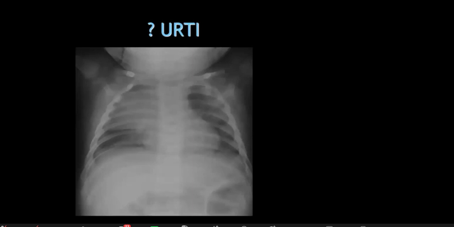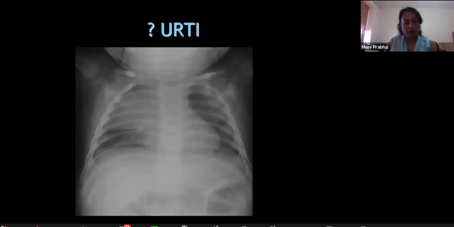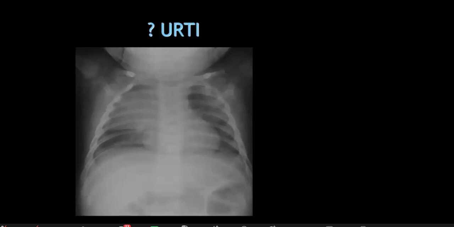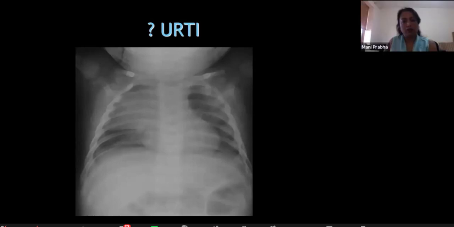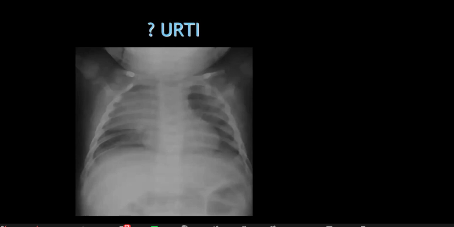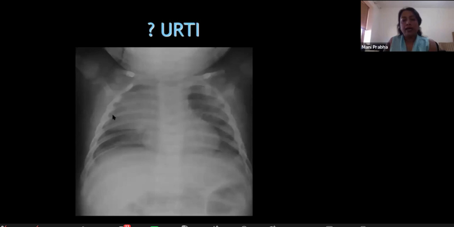There's no scoliosis, first of all. The volume isn't preserved, or maybe enlarged or preserved, maybe, because the intercostal distance is fine. And there's a sharp margin to this opacity.